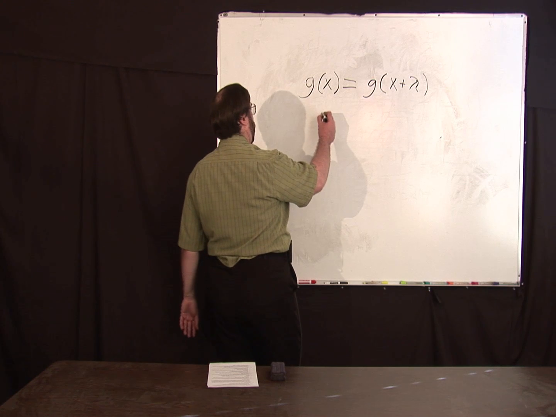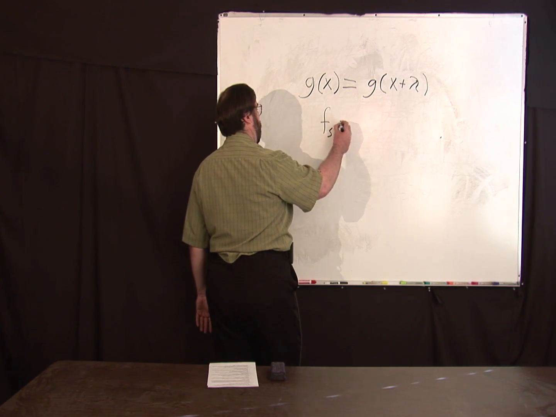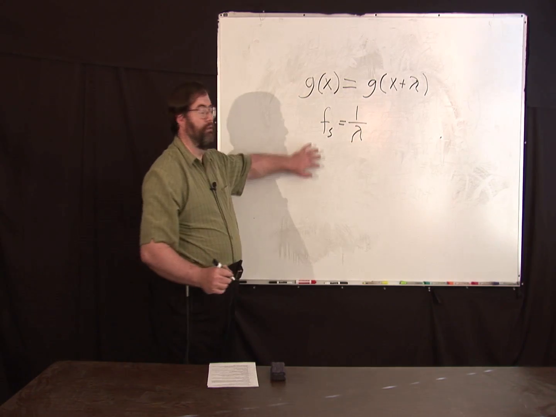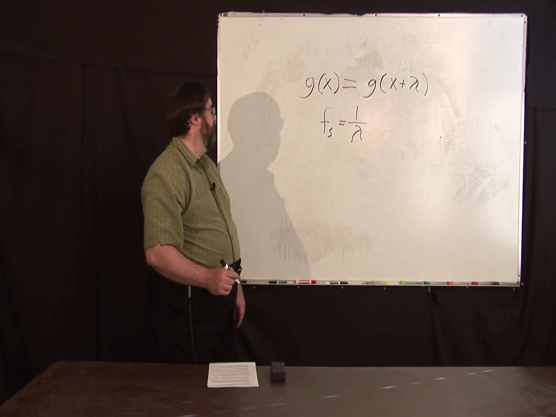Okay, so we can define a spatial frequency as 1 over lambda. Okay, that's a spatial frequency. It has other names. We're just going to call it that for this purpose.